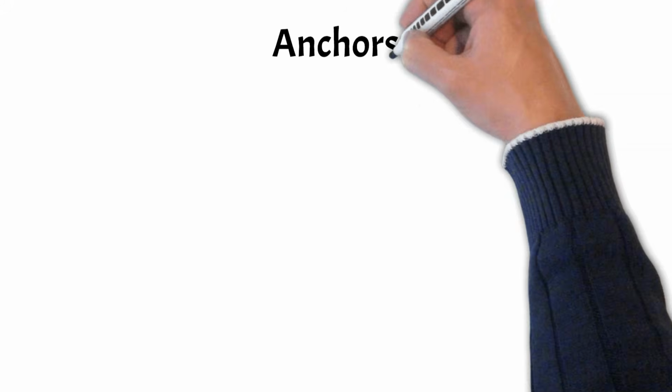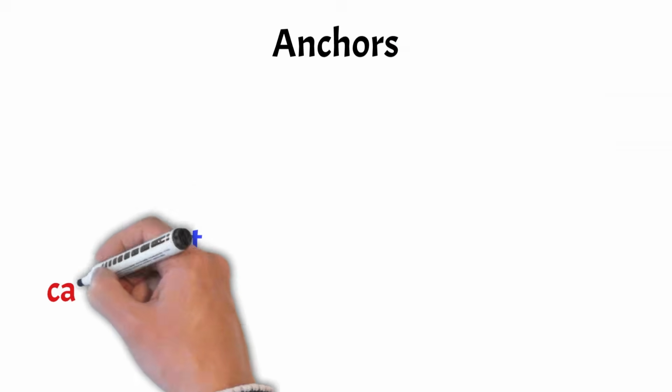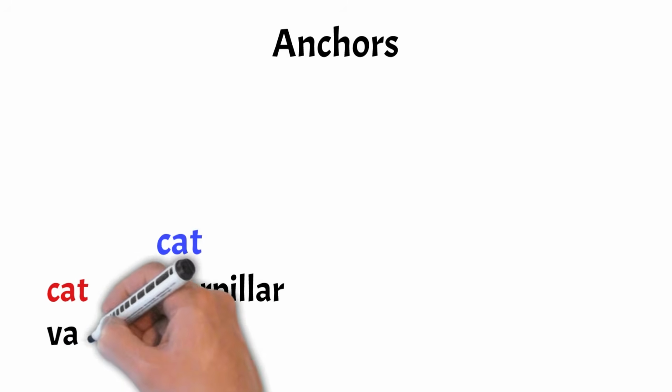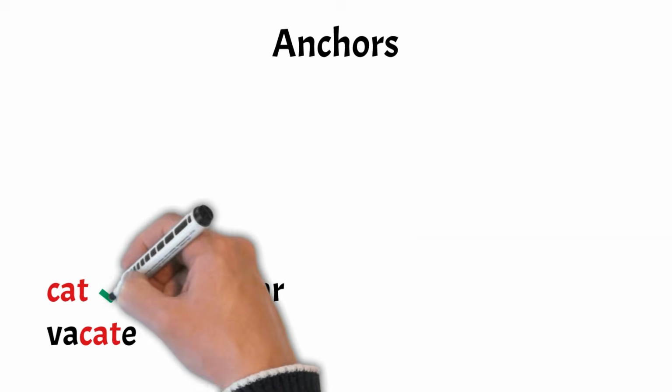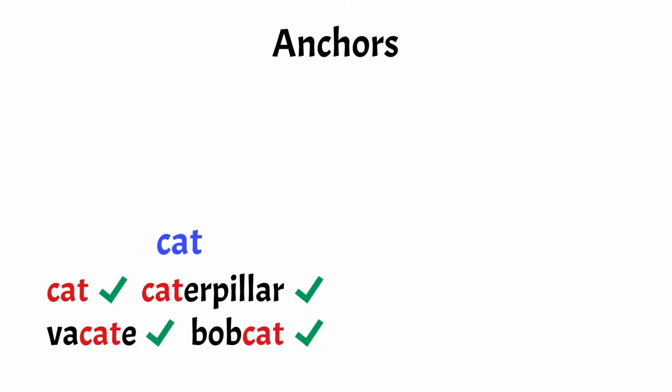Up until now, our patterns have been floating completely free, matching text anywhere they can find it. If we search for the standard expression using cat, Regex will greedily pull a valid match out of cat, caterpillar, vacate, and bobcat. But sometimes, that is not enough, and to gain control over where our matches happen, we use anchors. Anchors don't look for actual letters or numbers. Instead, they lock onto invisible positions.